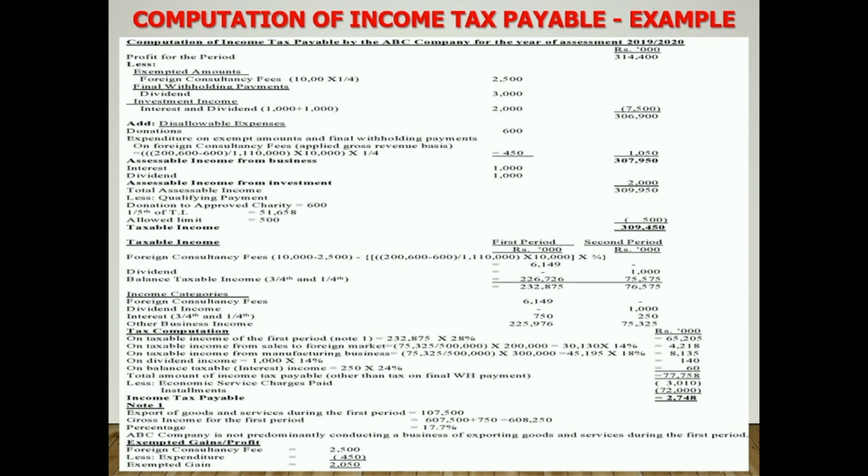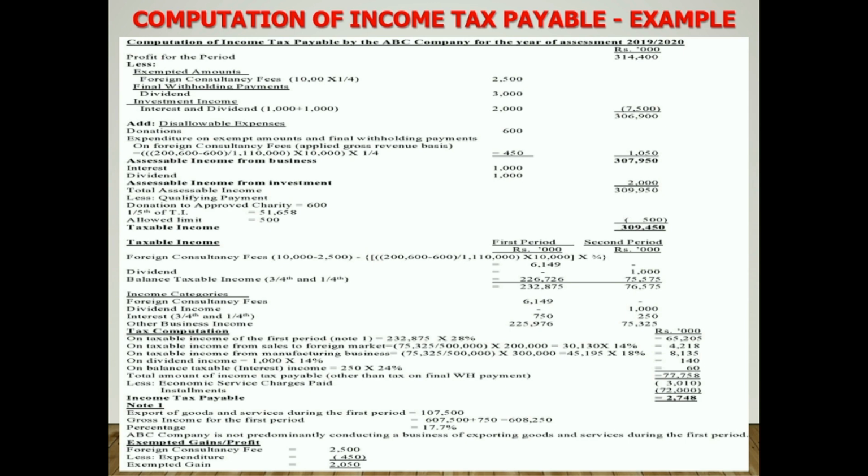Thereafter, there are some final withholding payments as well. So the company derived dividend income during the year, and the actual dividend derived during the first 9 months is rupees 3 million according to the information. So I have removed this 3 million of final withholding payment from the tax computation.